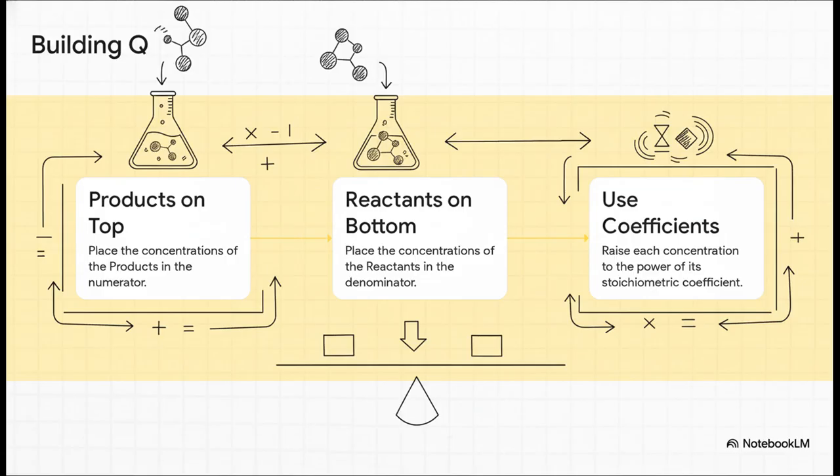Now, the beautiful thing about Q is that we don't have to guess. We build this mathematical formula directly from the balanced chemical equation. Just think of it like a fraction. You put the products on top in the numerator and the reactants on the bottom in the denominator. And this is the really key part: you use the balancing numbers from the equation as exponents. It's that simple. That's what makes sure the ratio is properly weighted.